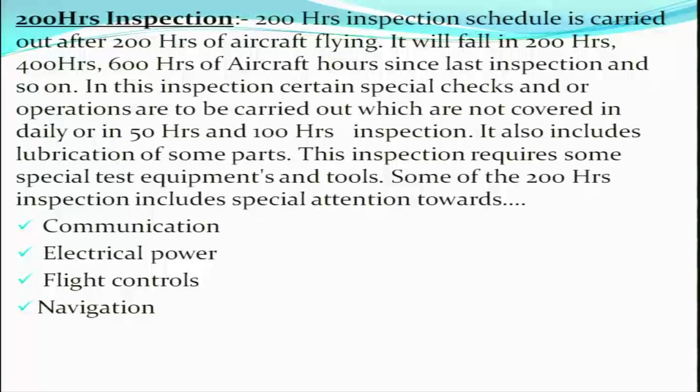Next is 200 hours inspection, which is carried out after 200 hours of aircraft flying. It will fall in 200 hours, 400 hours, 600 hours of aircraft operation since last inspection and so on. In this inspection, certain special checks and or operations are to be carried out which are not covered in the daily inspection or in 50 hours or 100 hours inspection. It also includes lubrication of some parts. This inspection requires some special test equipment and tools.